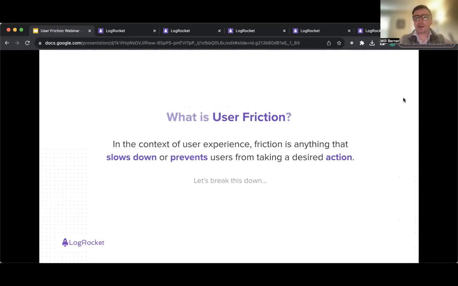All right, so what does this term mean? The way I like to think of it in the context of UX, friction is anything that slows down or prevents a user from taking a desired action. I think whoever came up with this term did a really good job. It really is exactly what it sounds like. Just like if you're sliding across the floor in your socks, the friction's eventually going to slow you down and stop you. It really is much the same in the context of software and digital experiences. It sounds really simple when you put it that way, but as we'll see in just a minute, there is a fair bit of nuance to this, and it's a bit more complicated than it might seem on the surface.